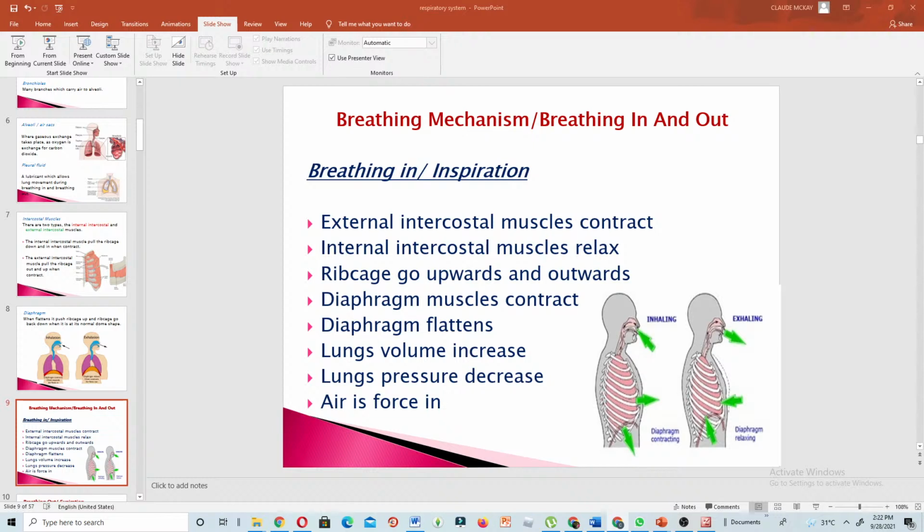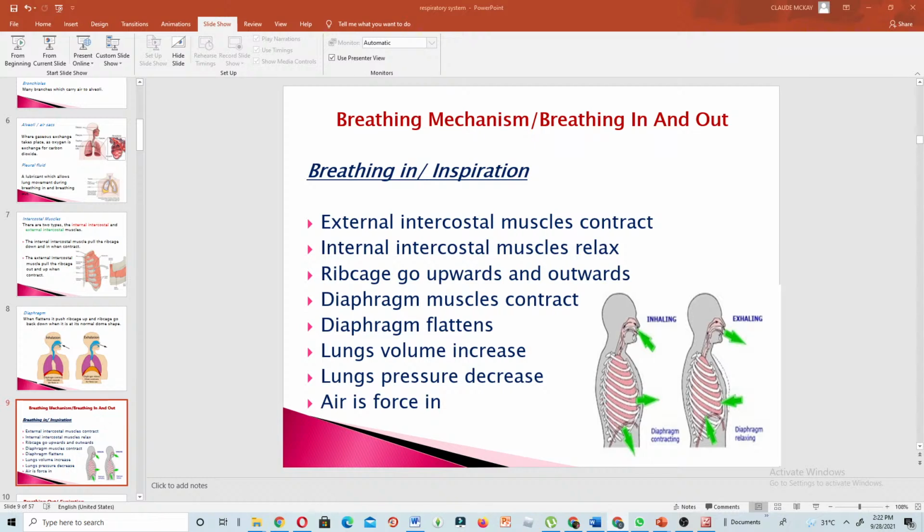The fourth pointer, the diaphragm muscles will contract, and once those muscles are contracting, the diaphragm itself will flatten. So that is why I'm saying that whenever you take a deep breath, you realize that the belly button normally gets flatter in terms of its shape. So the belly button is the diaphragm. It normally flattens whenever you're breathing in.